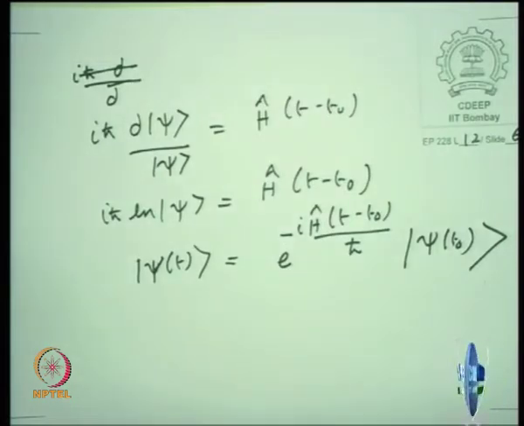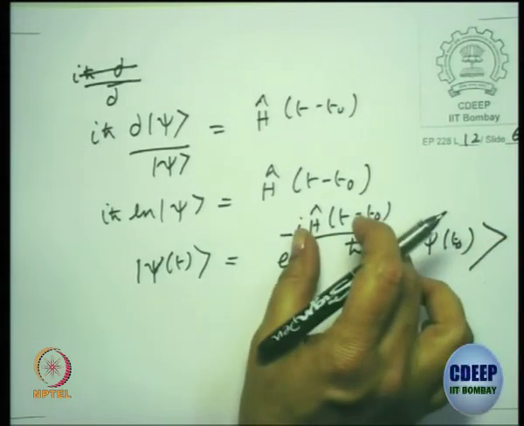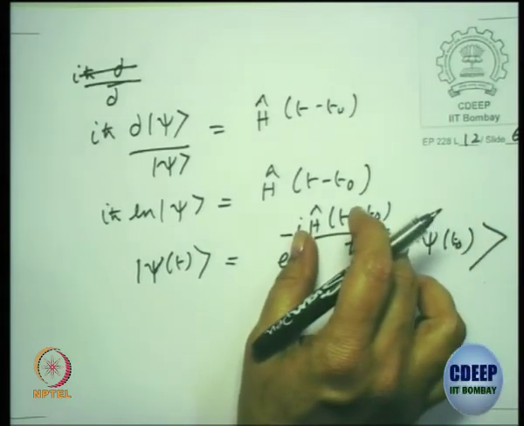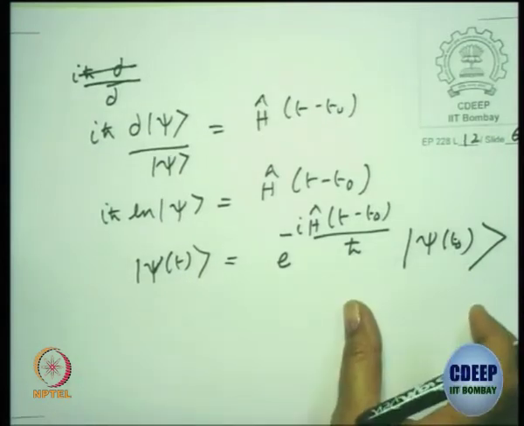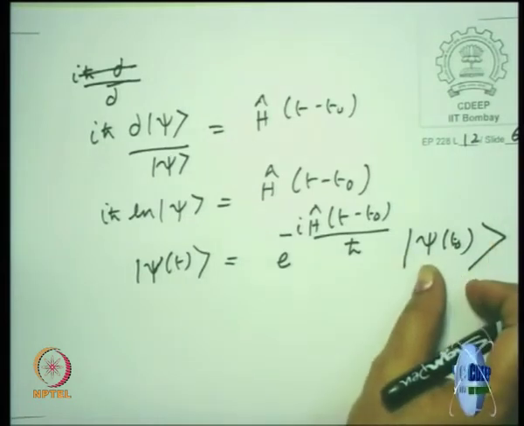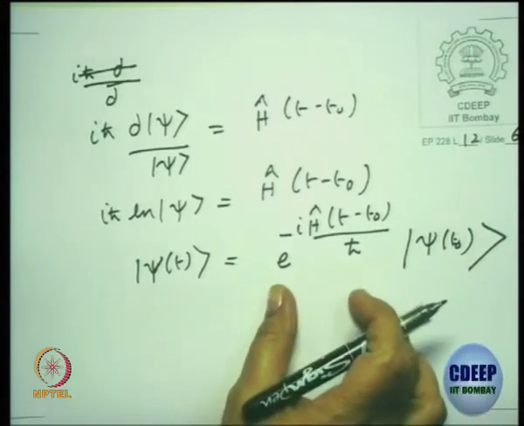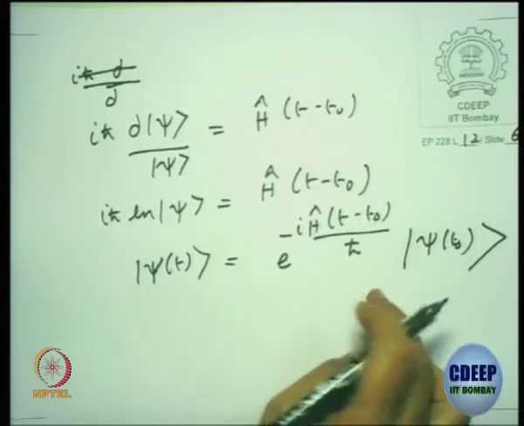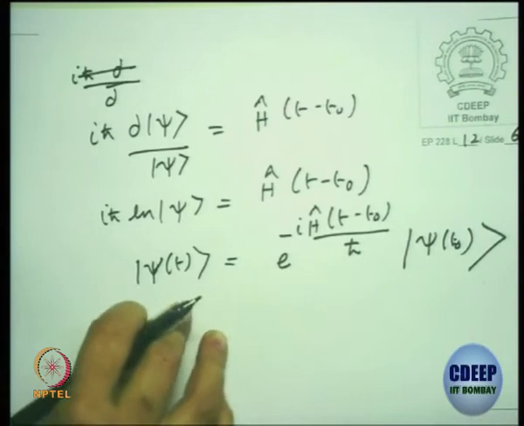Is that right? So at t equal to t naught, this term vanishes. This is an identity operator. So psi t naught will be psi t naught. And this gives you the state vector, initial state vector at t naught, evolves in time by this operator to give you the new state.